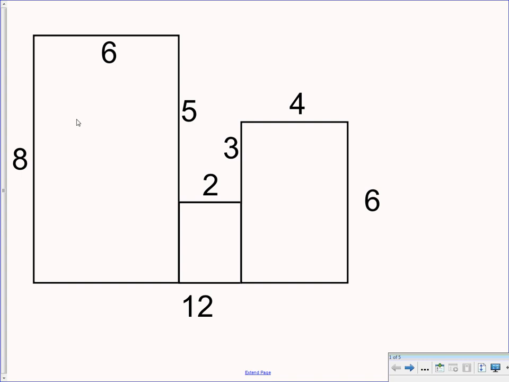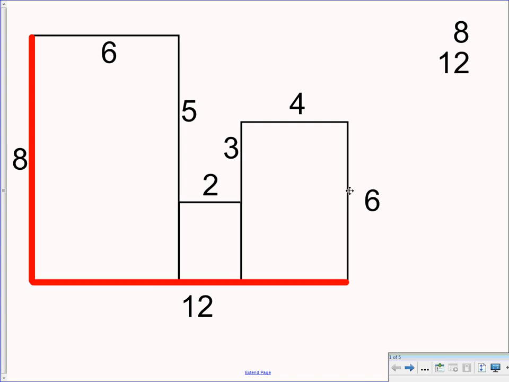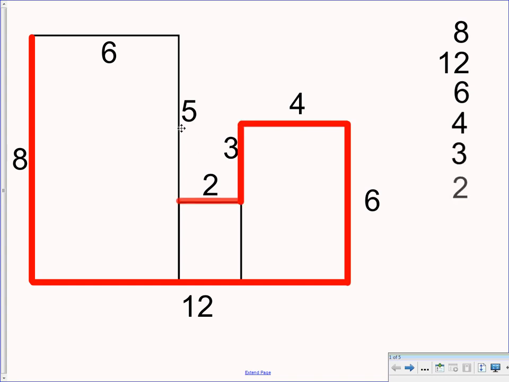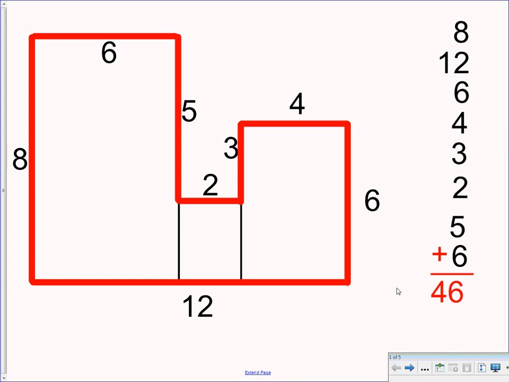Perimeter, remember, we want to add up and we want to do it very carefully, marking them off as we go. So this would be 8, and then writing the numbers so that we can just add them up on our calculator. This one would be 12, this side would be 6, this side is 4, this side is 3, 2, 5, and 6. And we're going to count up the sides. 1, 2, 3, 4, 5, 6, 7, 8. And there's 8 numbers, so we know we've got that right. And then we just add them up, and that gives us a perimeter of 46.